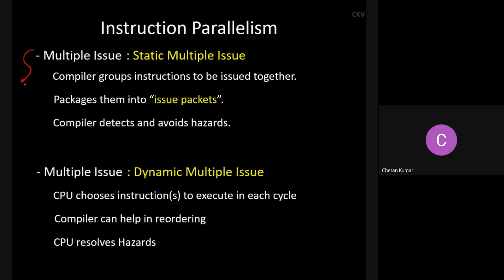So we have discussed this. The static multiple issue processor we have discussed. The example that we took had an issue size of two, where two instructions were fetched at a time, executed, and so on. So that was the example of static multiple issue. Now, coming to dynamic multiple issue, an example for that we'll be discussing in today's class.